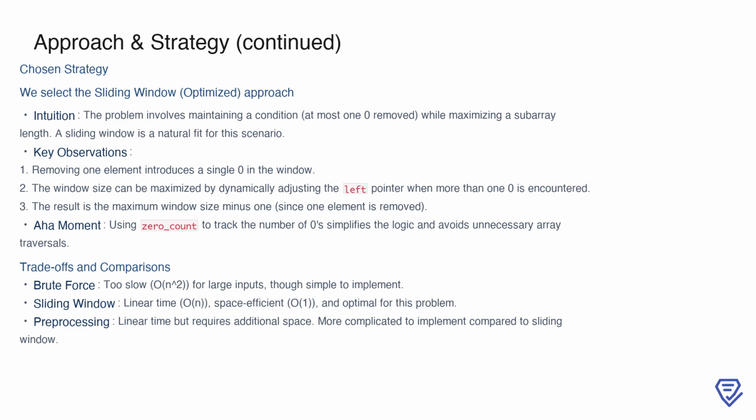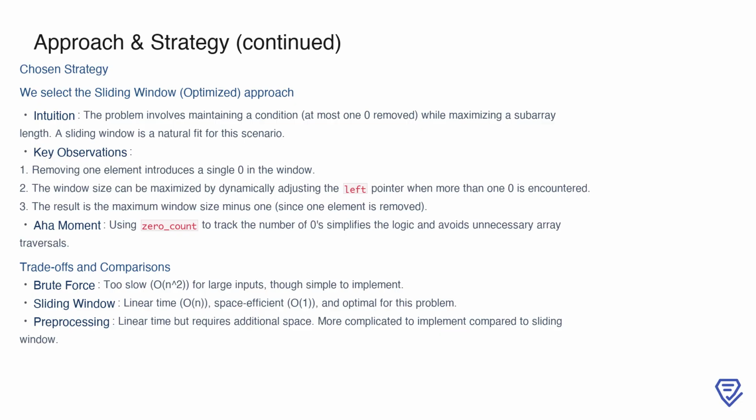Key insights include the use of a zero_count variable to track the presence of zeros within the window, which simplifies the logic and eliminates the need for redundant array scans. Notably, the result is derived by subtracting 1 from the maximum window size, as the problem requires removing one element.